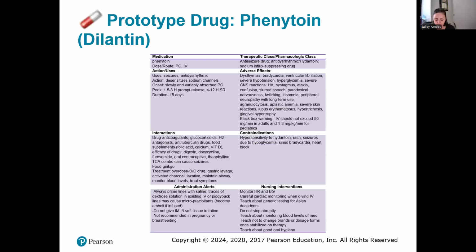We'll talk about that. So we talked about don't stop this abruptly, and how bad that can be. Always prime your lines with saline. If you use anything with dextrose, that means your piggyback has dextrose, or the IV saline push you're giving has dextrose. If you put another drug on the same line that is getting phenytoin, you will cause precipitation, and precipitations can become emboli, and emboli kill people.